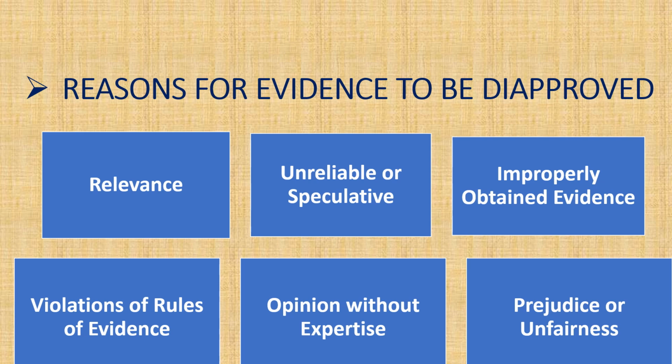Second is unreliable or speculative. The facts on which the court cannot rely are known as unreliable or speculative evidences. Improperly obtained evidences. Evidences obtained unlawfully, such as violation of constitutional rights or in breach of legal procedure, can make the evidences disapproved. Violation of rules of evidence. Violation of rules and evidence includes failure to adhere to established rules of evidence can lead to disapproval.